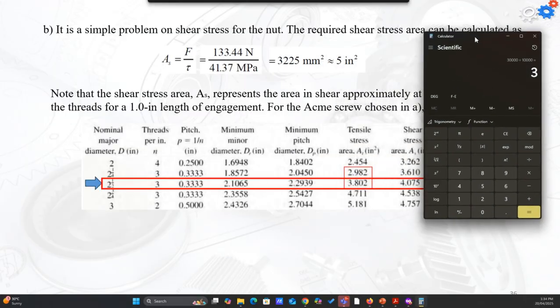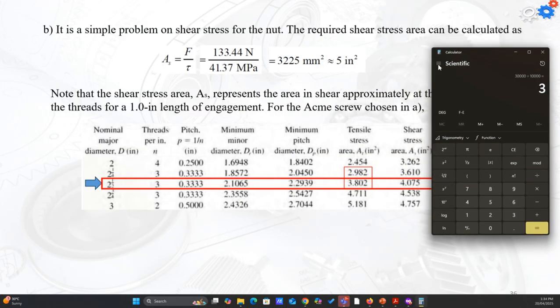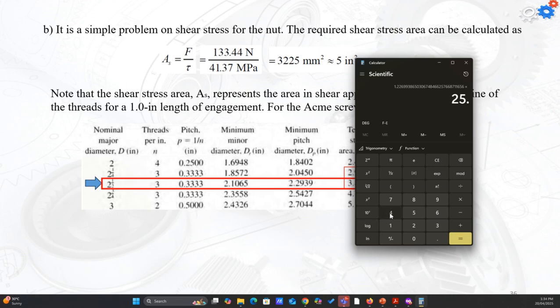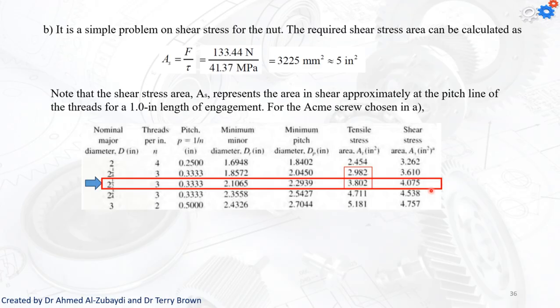So if I'm going to bring back my calculator, it's simply going to be that 5 square inches is required, 4.075 per 1 inch of length, and then I will do the following, just simply 5 divided by 4.075. So I need 1.226 inches. If I multiply that by 25.4, I need it to be 31.2 millimeters in length.